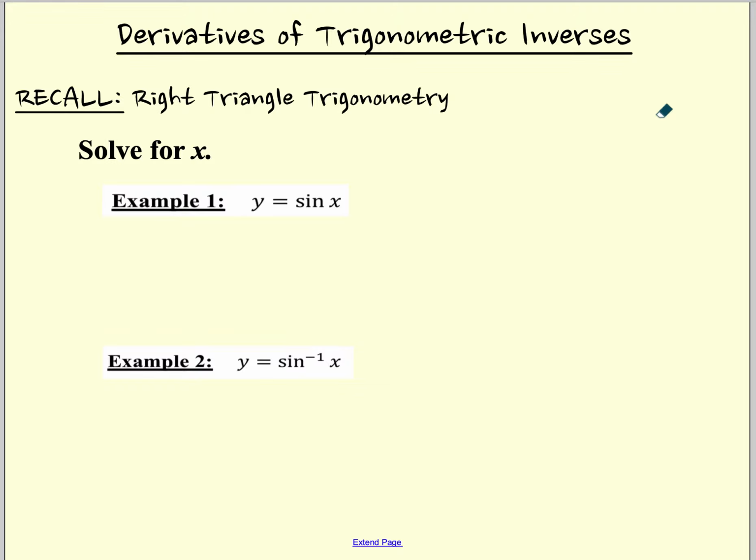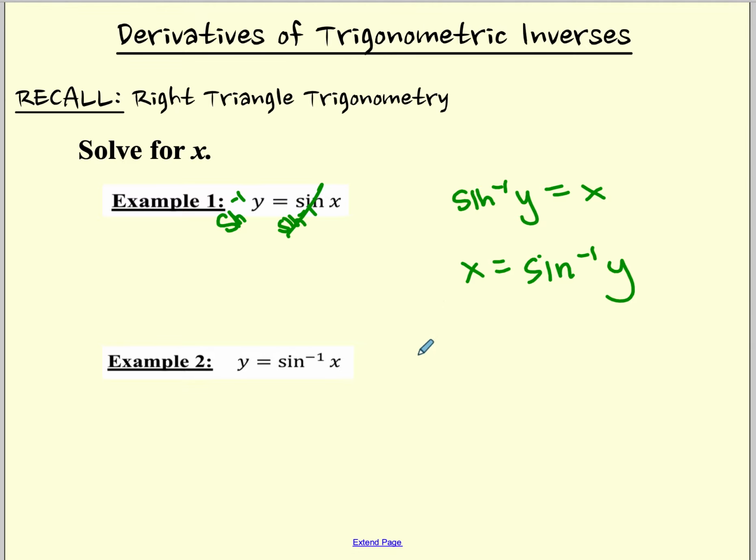We have example 1 and 2, and it says to solve for x. Well, sine of x is an angle, so I need to solve for that angle, and the way I would do that is I take sine inverse on both sides. To get rid of sine, I would take sine inverse on both sides. So I would have sine inverse of y equals sine inverse and sine, they cancel each other out, x. So x is equal to sine inverse of y. You could rewrite it that way to solve for x.